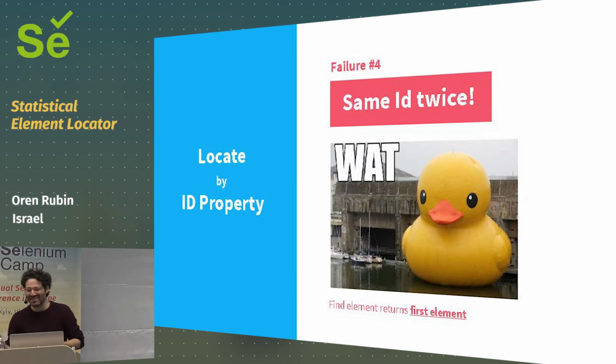Oh my God, same ID twice. The browser says it has a unique ID. Nobody really forces having unique IDs, and it's even worse than that. When you look for it, for example with jQuery, it gives you only the first element. And Selenium, because it's find element, not find elements, gives you the first one that it sees.